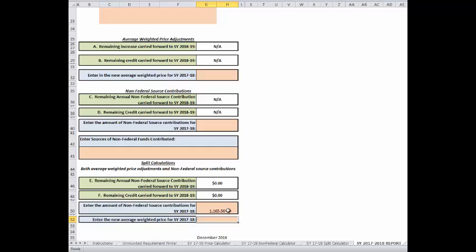In the box below that, we're going to enter the new weighted average price for the upcoming school year. That's going to be $2.60. Now that this sponsor has reported the amount of non-federal source funds it's going to contribute to its nonprofit food service account and its new weighted average price for the upcoming school year, the sponsor is done.